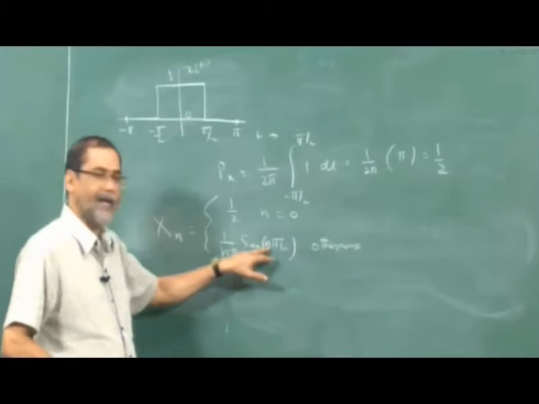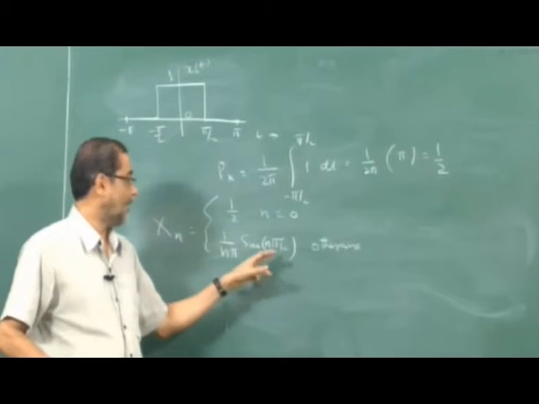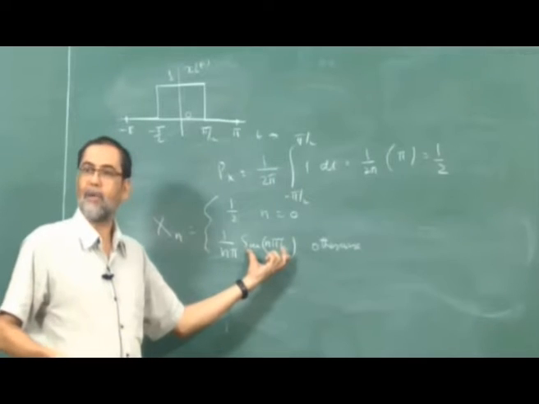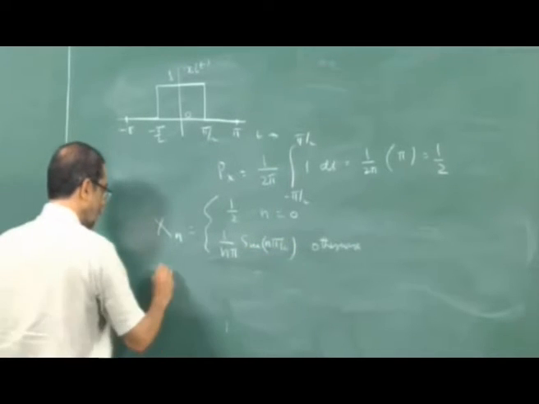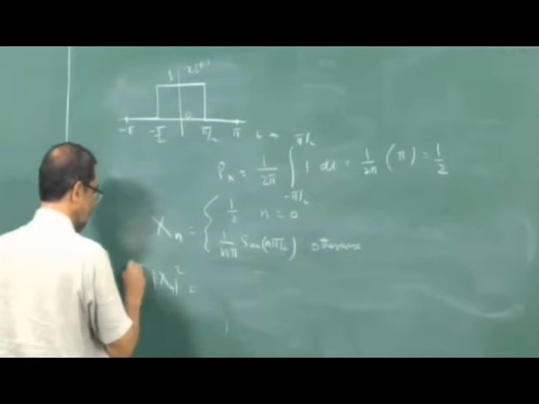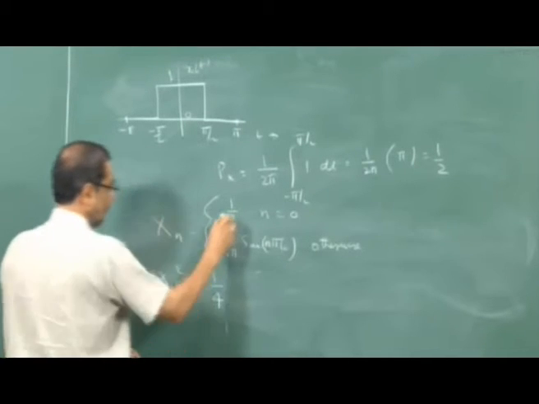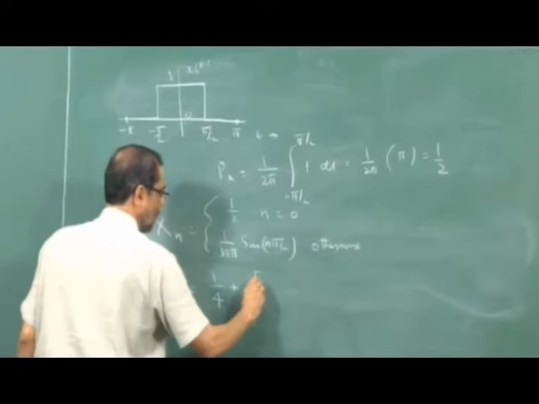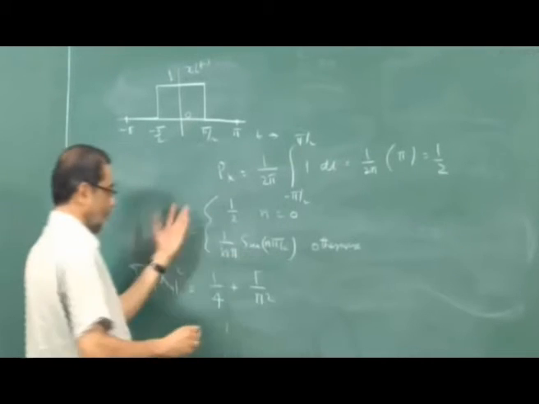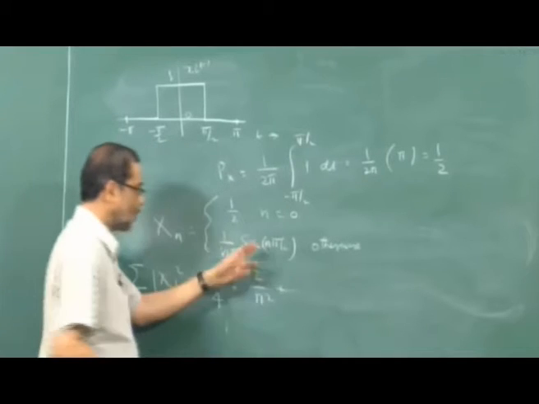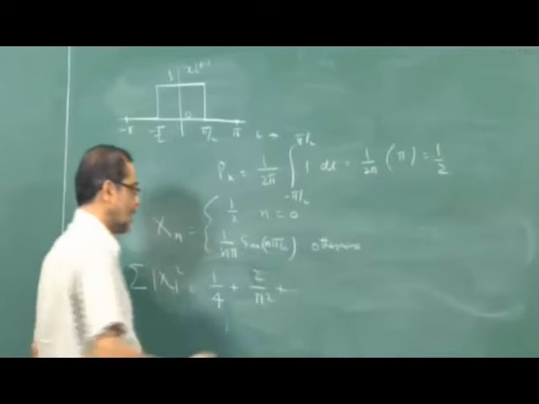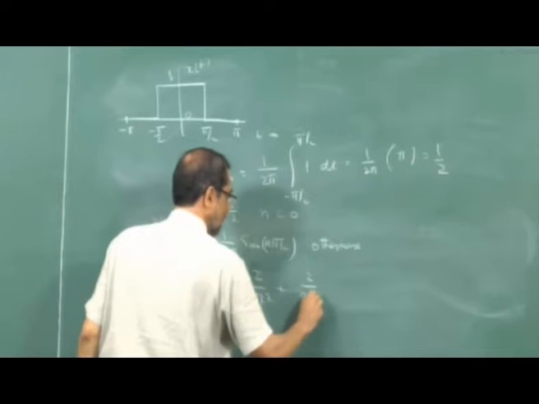I said that whenever n is even, x_n goes to 0: n=2 goes to 0, n=4 goes to 0, so it is only defined for odd values, and for all of them it is either plus 1 or minus 1. So if you tell me what is the summation of x_n square, it will be 1/4, because x_0 square is this, plus 1 by pi square for n equal to 1, this is plus 1, and minus 1 will be 2 by pi square. N equal to 2 will be 0, n equal to 3 will be minus 1 by 3 pi, so it is 2 by 9 pi square.